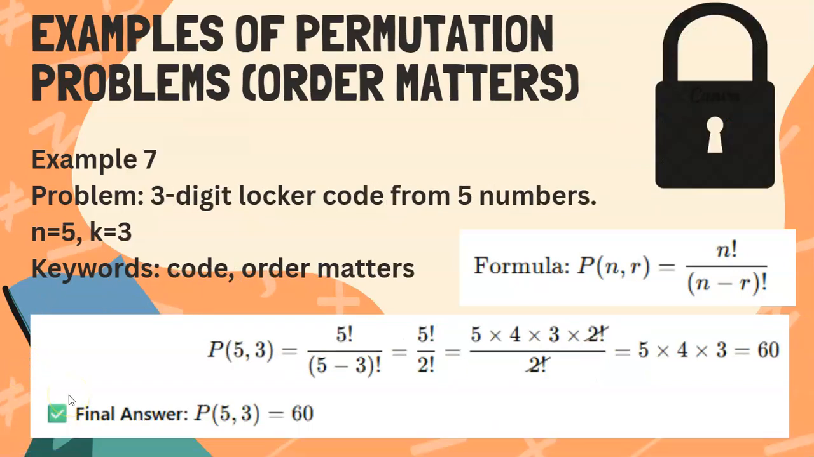Another example for permutation, creating a 3-digit locker code from 5 numbers. So how many numbers to choose from? 5. So N is equal to 5. And then how many digits for a locker code? 3 only. So we're going to choose 3 digits from 5 numbers. So R is equal to 3. So keyword, code, and the order matters. So the reason, the code 123 is not the same as the code 321.